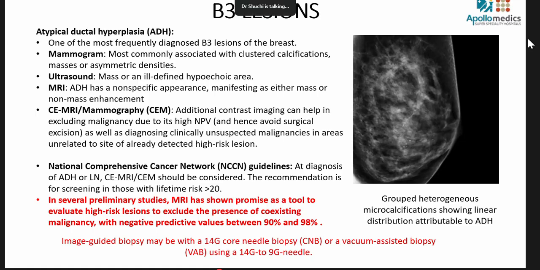National Comprehensive Cancer Network guidelines state that contrast MRI or contrast enhanced mammography, both of them, should be considered in a female with a lifetime risk of more than 20%. In several preliminary studies, MRI has shown promise as a tool to evaluate high-risk lesions to exclude the presence of coexisting malignancy, with a negative predictive value between 90% and 98%.